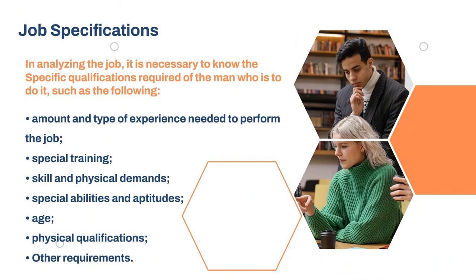Job specifications. In analyzing the job, it is necessary to know the specific qualifications required of the man who is to do it, such as the following: amount and type of experience needed to perform the job, special training, skill and physical demands, special abilities and aptitudes, age, physical qualifications, and other requirements.